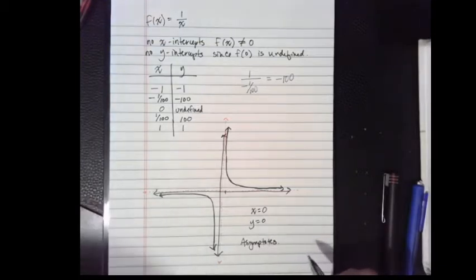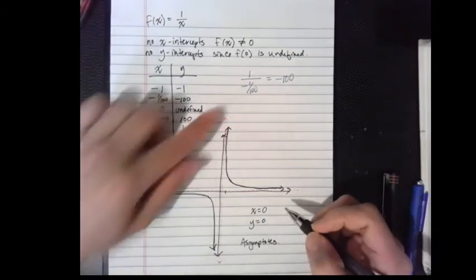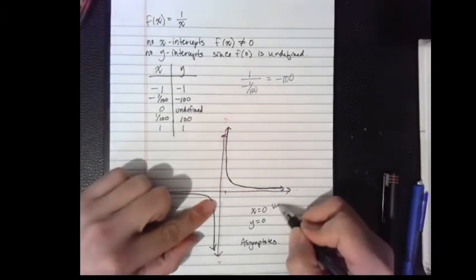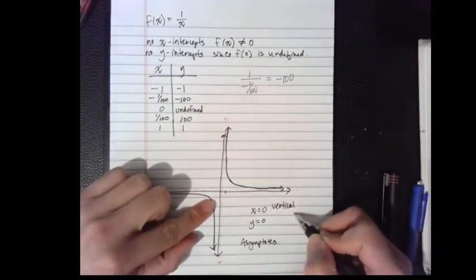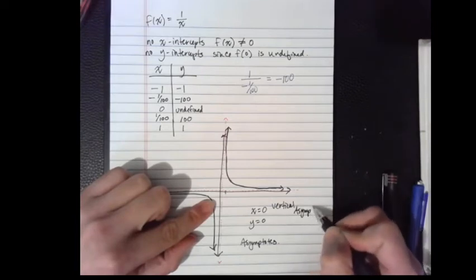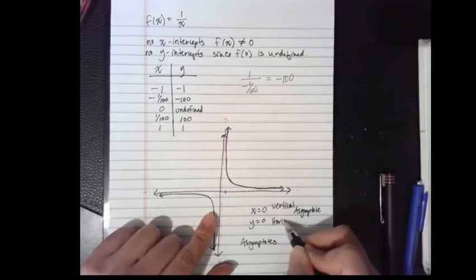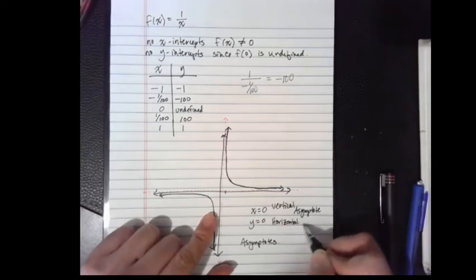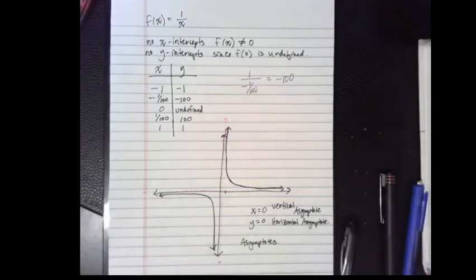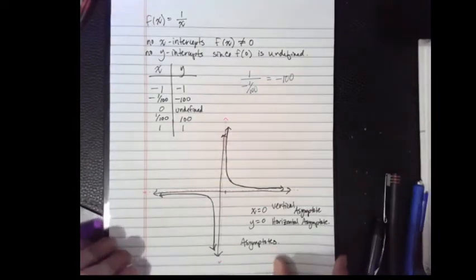Okay. So my x equals 0 here is a vertical asymptote. And my y equals 0 here is a horizontal asymptote. Okay, so you can think of them as lines that our graph does not cross, depending on what they are and where we're looking.